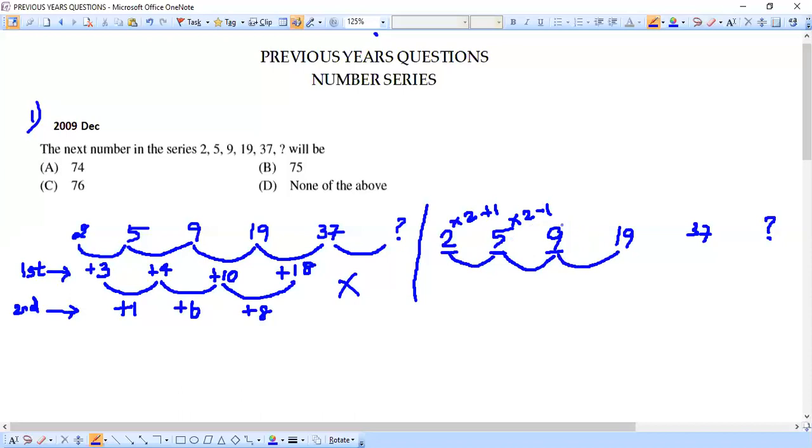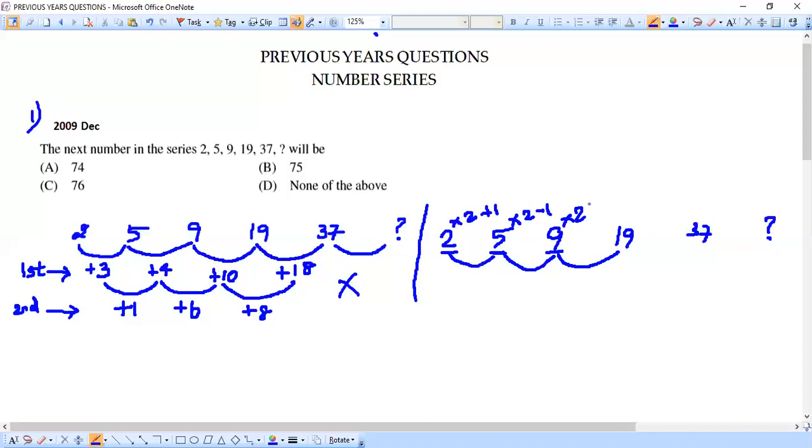Okay. Now this time, I have to see the 9 tables. 9 ones are 9 and 9 twos are 18. 9 threes will be 27. That will be exceeding very much. So stop with 9 twos are 18, because that is much closer to my next term, which is 19.